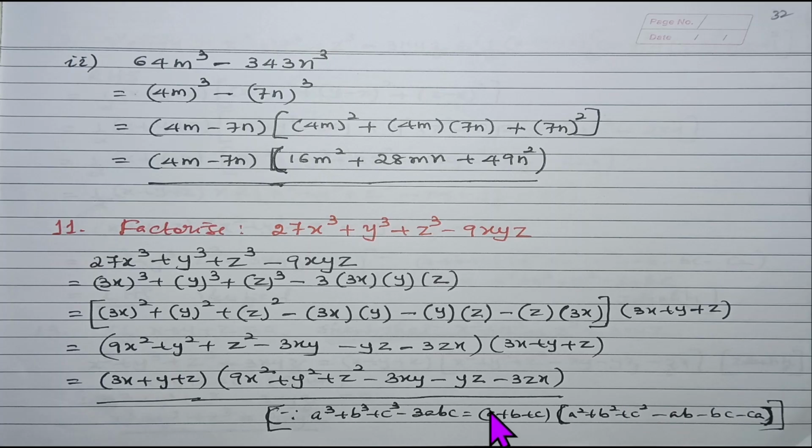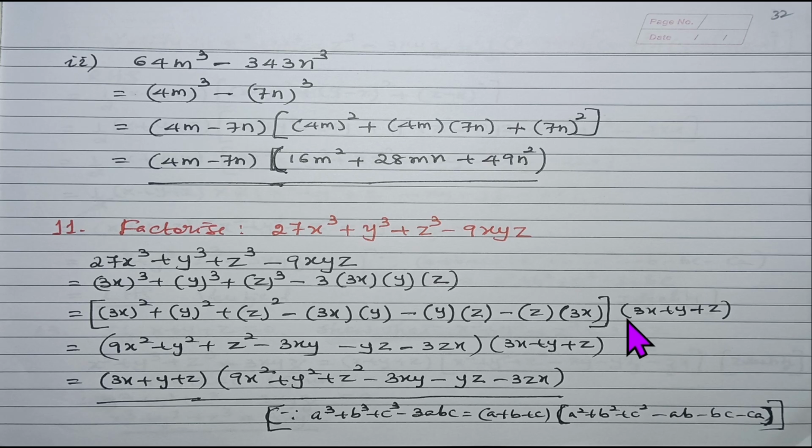So let us bring this in this form. Now I have 27x cube is (3x) cube, and y cube is y cube, and z cube is z cube, and this can be written as minus 3 times a is 3x, b is y, and c is z. So it is a cube plus b cube plus c cube minus 3abc form. So we can apply the RHS here.